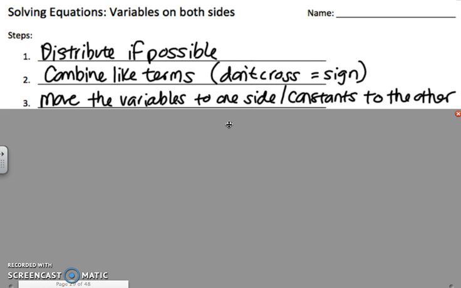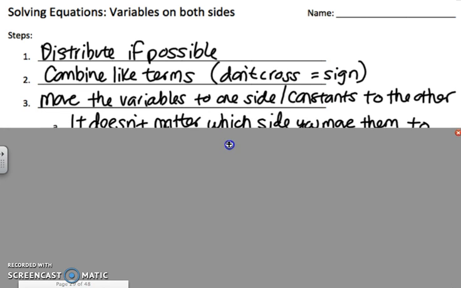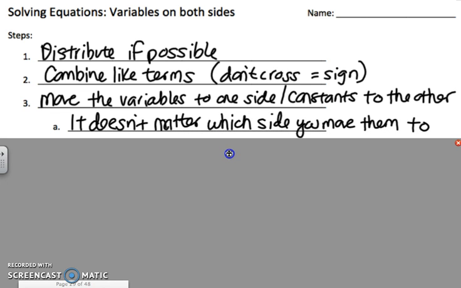So if you want to move all your variables to the left and all your constants to the right, you can do that. Or you can move all your constants to the left and all your variables to the right. So it does not matter what side you move them to. I will move all my variables to the left just because I like my variables on the left side. You do not have to do that.